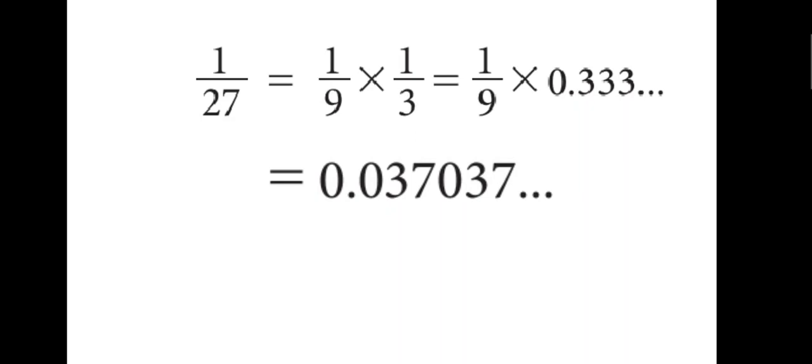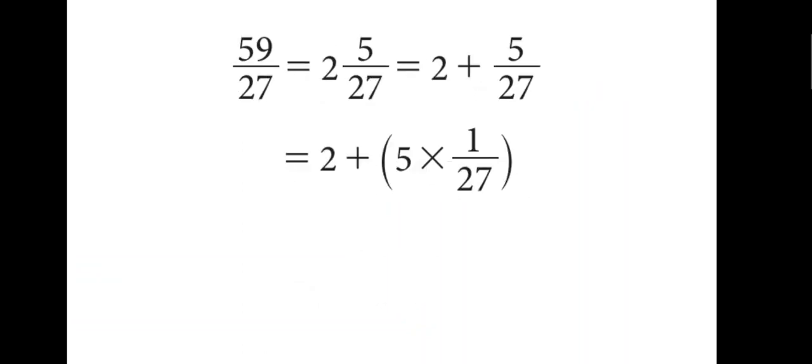When we simplify by dividing by 9, we will get the value 0.037037, etc. So this is the value of 1/27 in recurring decimal expansion. We can write it using the bar as 0.037 bar, and now we have to deduce the value of 59/27 using 1/27.